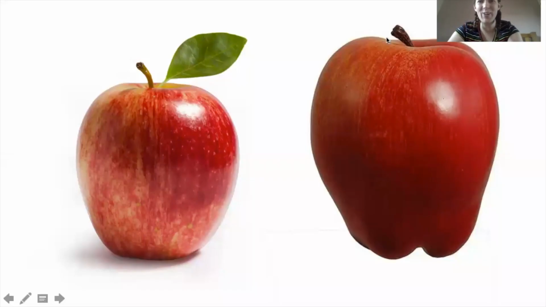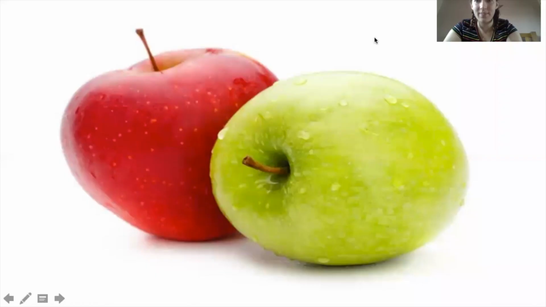These 2 apples are the same because they are both red. So that is a similarity. They are both red apples. Differences. Differences means something that is different. Now these 2 apples are different because one is red and one is green. So their colour is different.